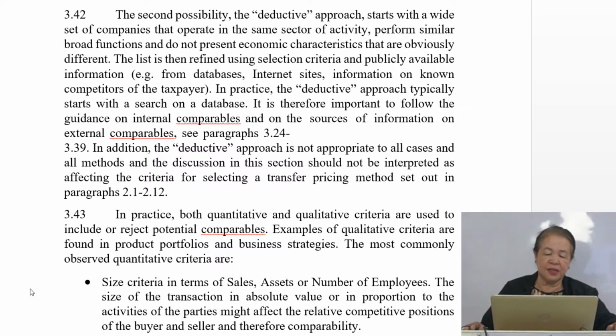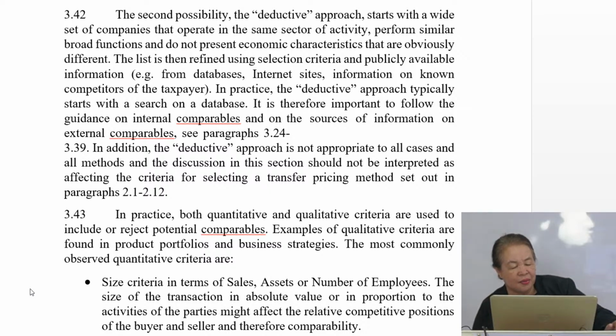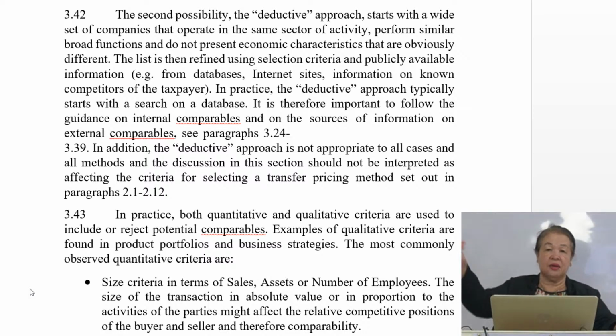So the second possibility, the deductive approach, starts with a wide set of companies that operate in the same sector. So yung additive list, no? Ito naman yung deductive, wide set of companies. Ito yung ginagawa namin, deductive, no? And then along the way, bawas ka na lang ng bawas.